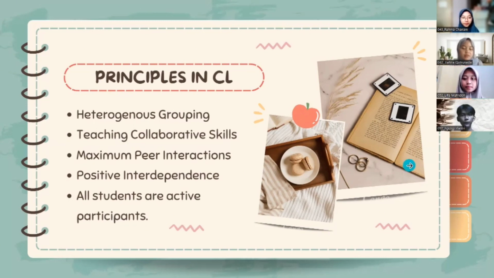The next one is maximum peer interaction. It is also about building relationship between each other members. The fourth is positive interdependence, which means the belief of anyone that working together is better than individual work. And the last one is the students are active participants. The students must be active during group discussion and they have to speak.